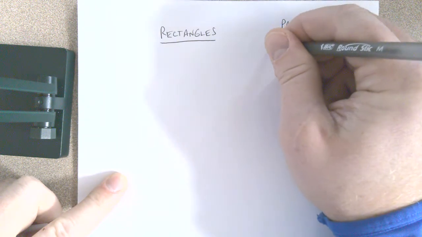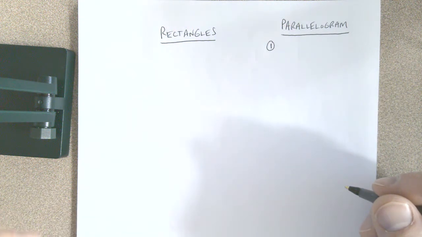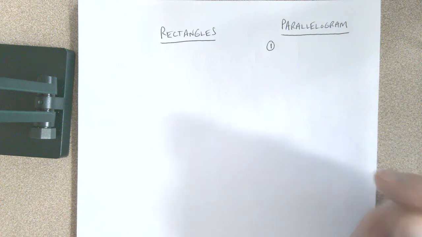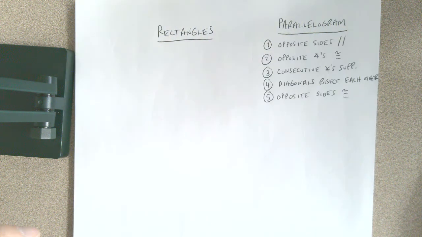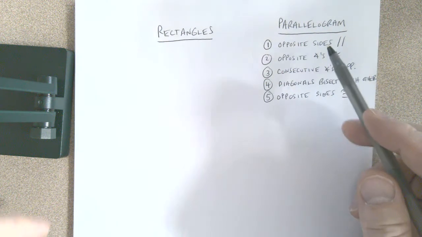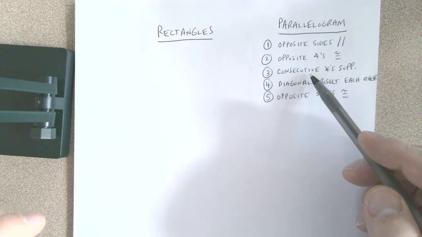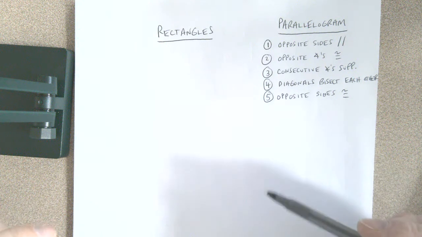So let's just list these real briefly. I know these should be fresh in your mind from last week, I hope. Can somebody give me one of our 5 properties of a parallelogram? Okay, so this is just a quick review from what we learned last week. Opposite sides parallel, opposite angles congruent, consecutive angles supplementary, diagonals bisect each other, and opposite sides congruent.